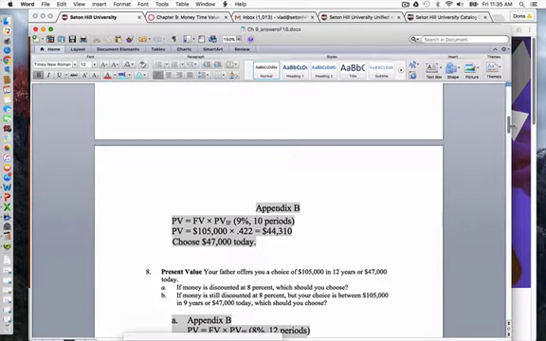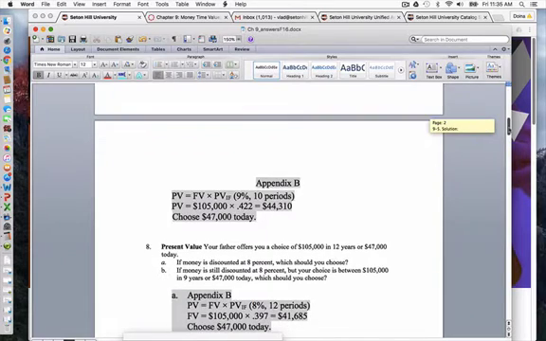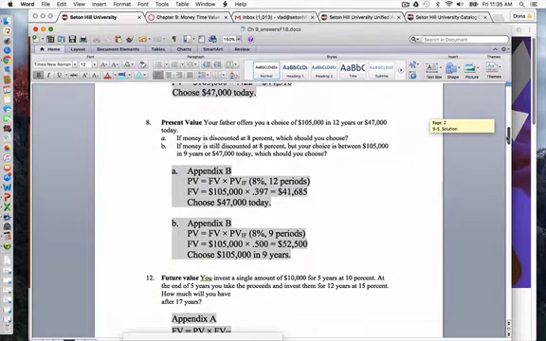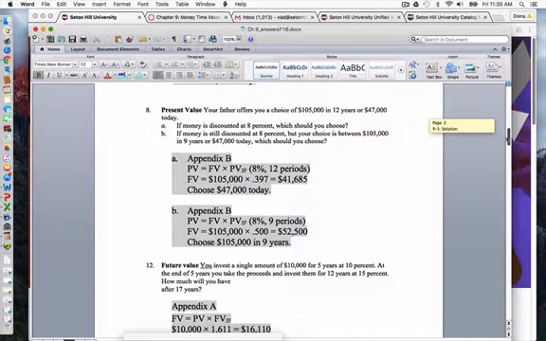Now, another example on the same topic is when we change discount rates. So very similar to the previous problem, but we are going to change the discount rates just to see the difference in the present value when we have different discount rates.